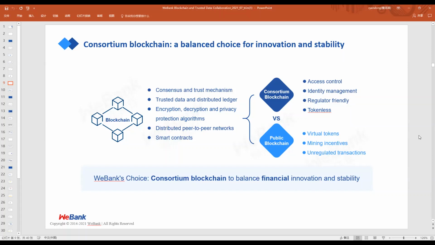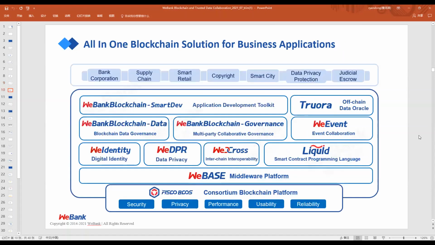In this way, we can provide more access control and other performance benefits compared to the public blockchain. We also make it more regulator friendly, because from the national perspective, if you really want to be a data infrastructure, you need to be usable by regulators. So we believe the consortium chain is a very good, balanced choice for us, to make the blockchain work and also provide stability and innovation.